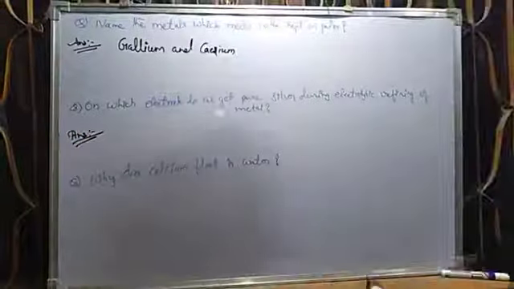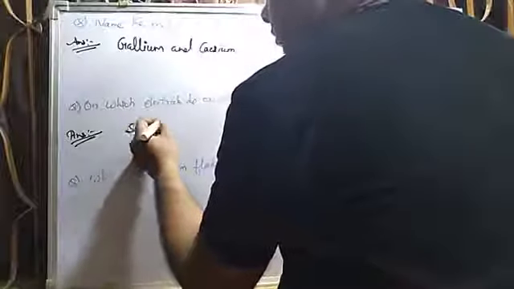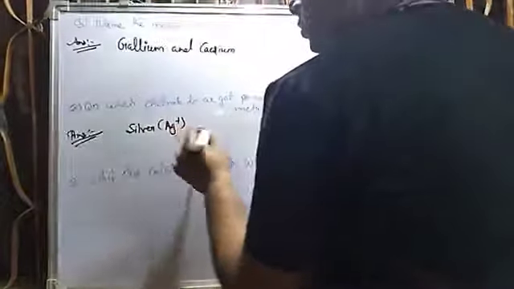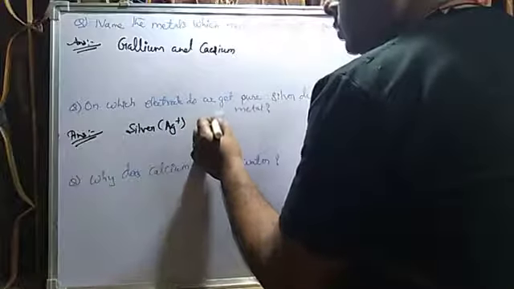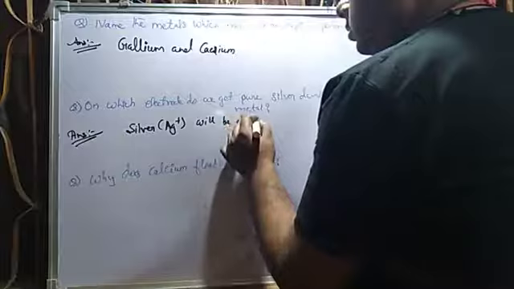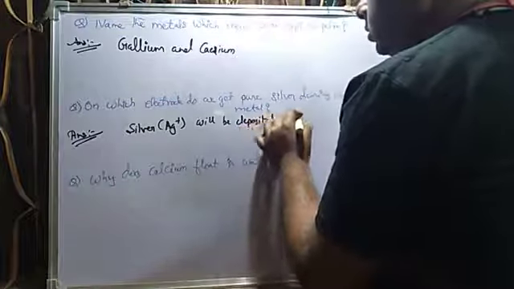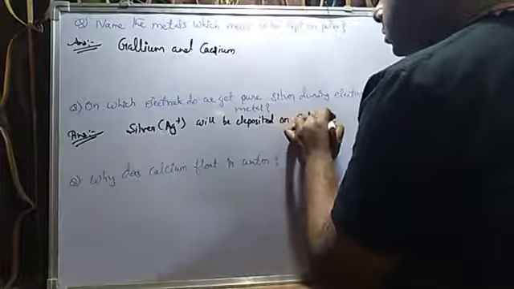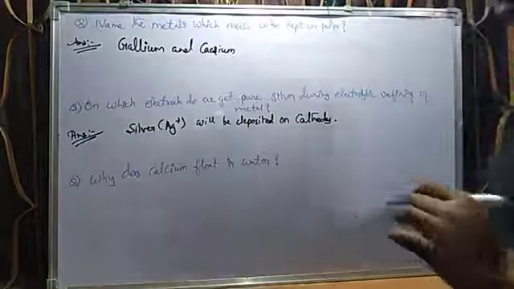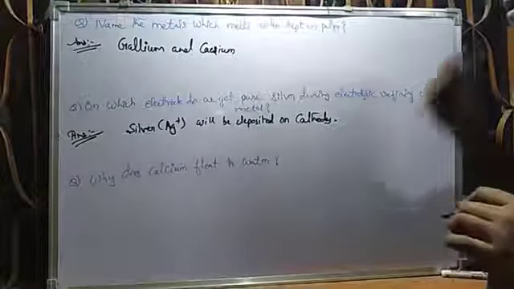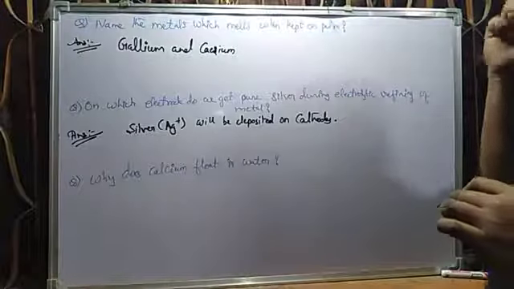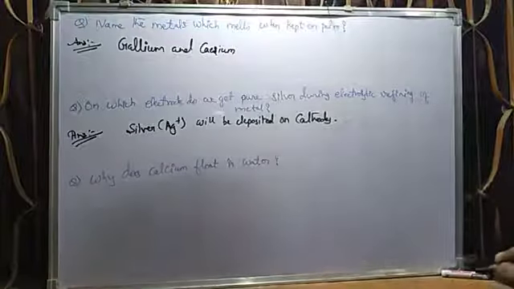Next is: on which electrode do we get pure silver during electrolytic refining of metal? Silver ions are positively charged, so naturally they will be deposited on the cathode, and hence the silver rod is made the cathode in order to prepare pure silver.